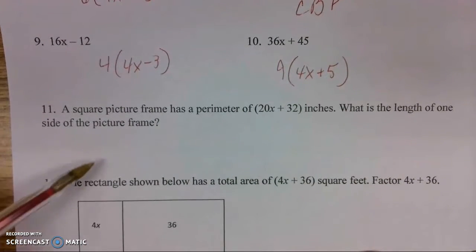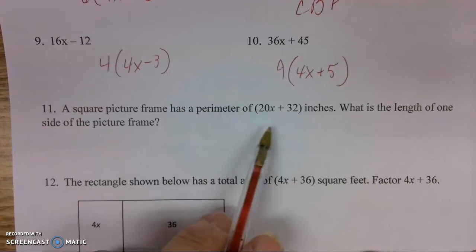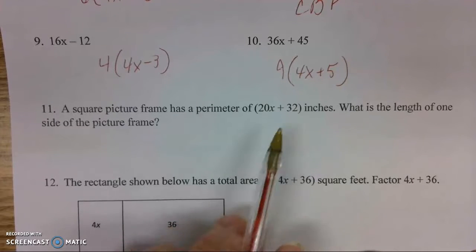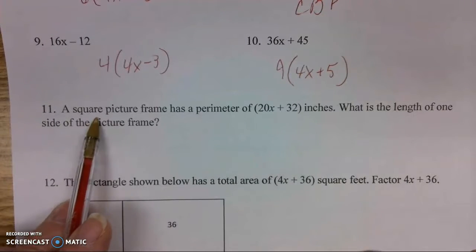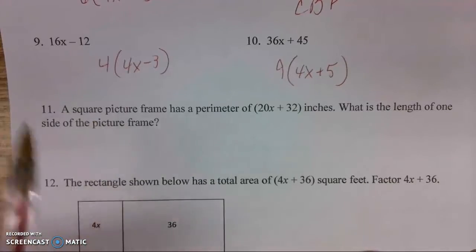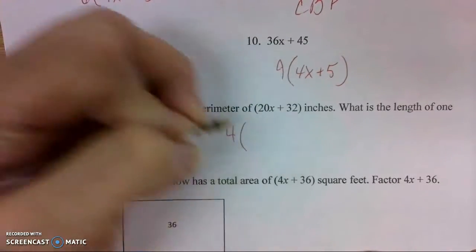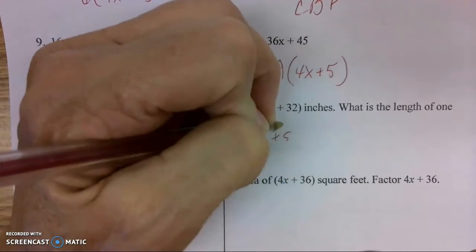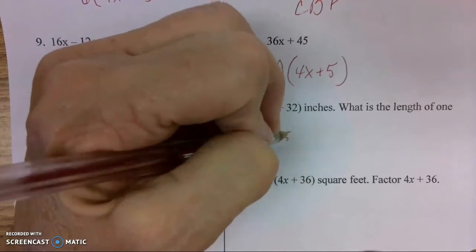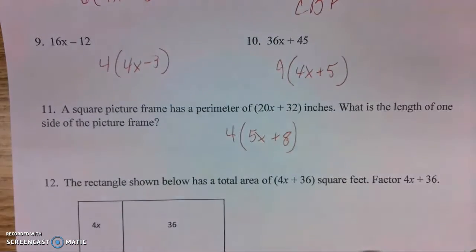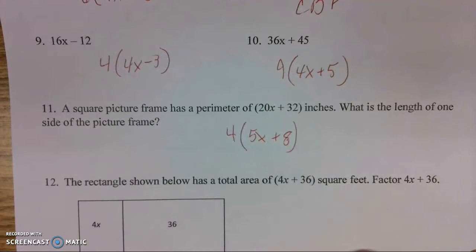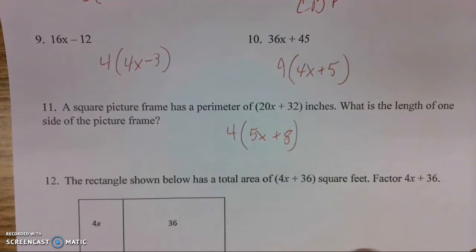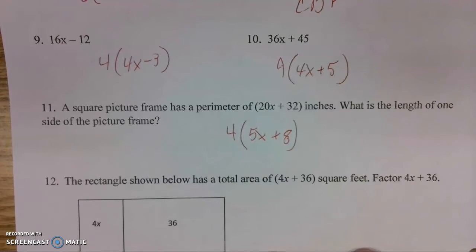Now, you have two word problems here. A square picture frame has a perimeter of 20x plus 32 inches. What is the length of one side? Well, remember that a square has 4 equal sides. So I'm going to factor a 4. 4 times 5 is 20. And 4 times 8 is 32. So when I factor that, 4 times the quantity 5x plus 8.